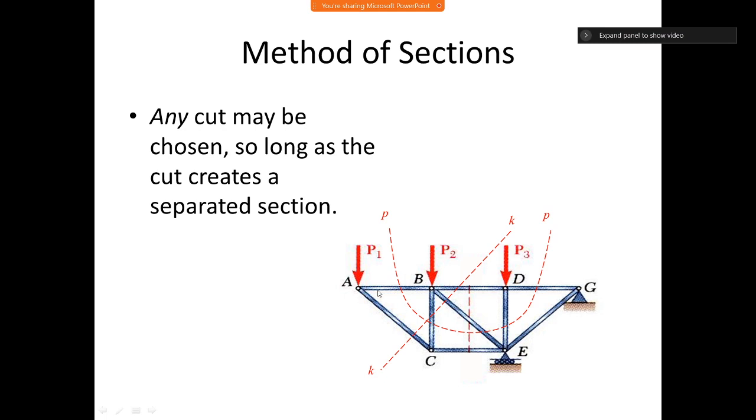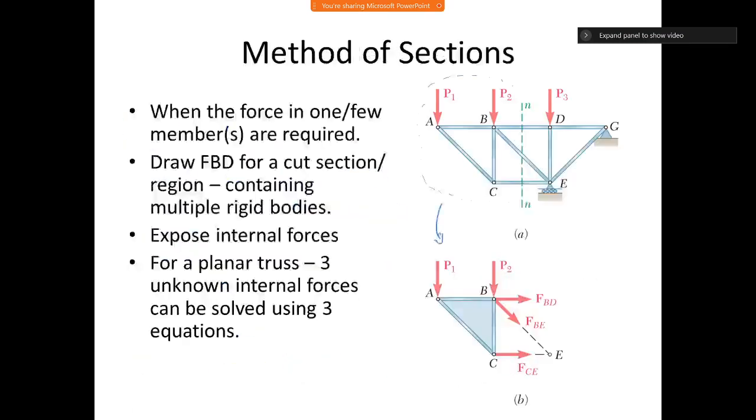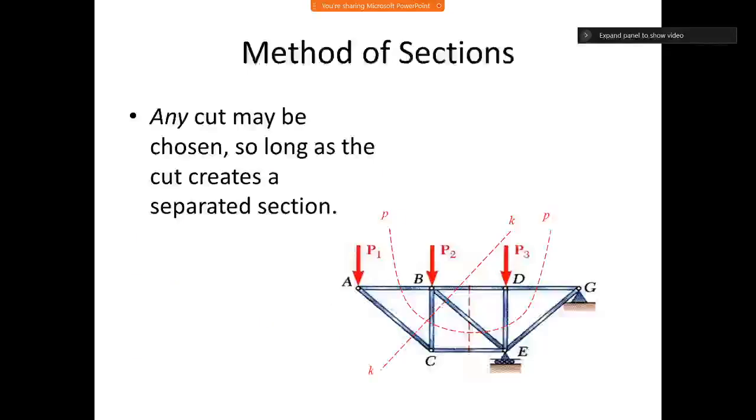Now again, that's where you have to intelligently select the section so that the number of equations and number of variables is such that you can solve it. As I have said a few slides before, for a planar case, at most you can solve for 3 equations, right? So you have moment equal to 0, Fx equal to 0, Fy equal to 0. So you have 3 equations, and you can solve for 3 variables. So that's the method of sections.